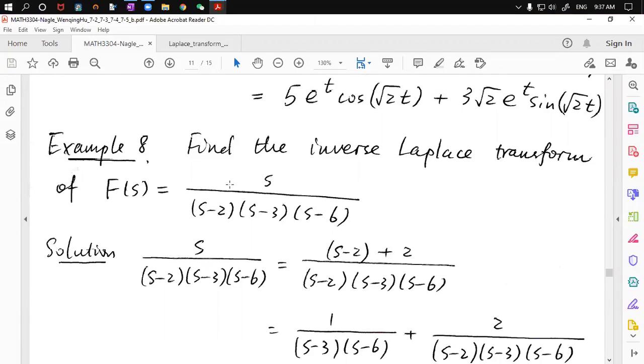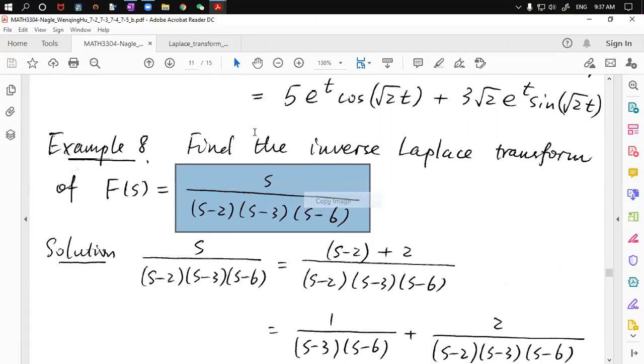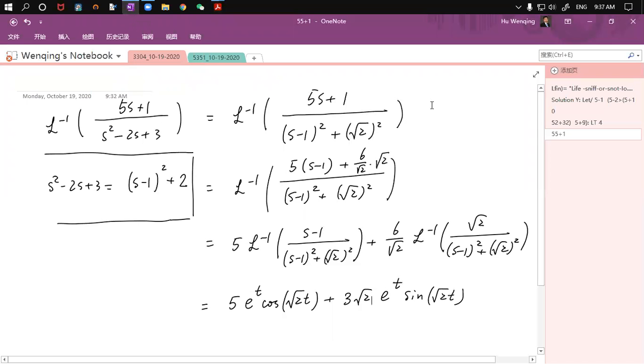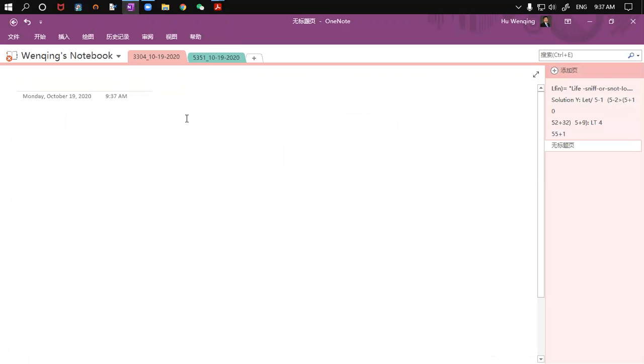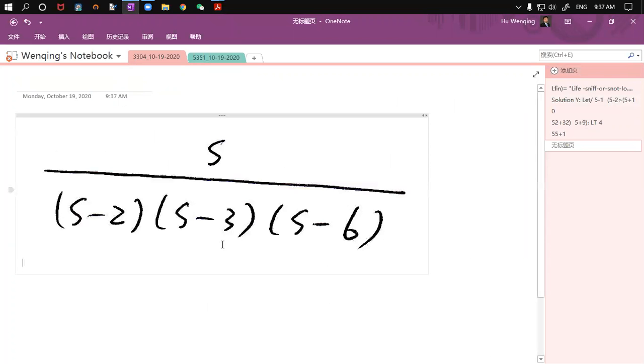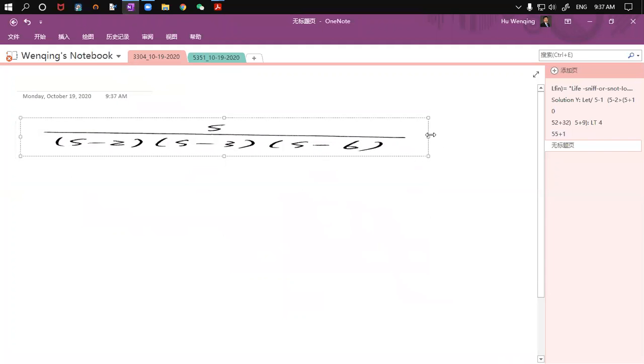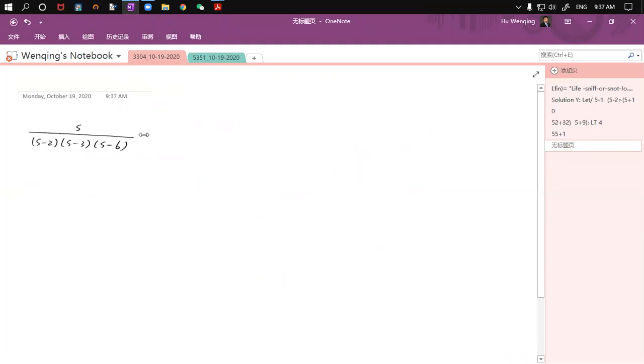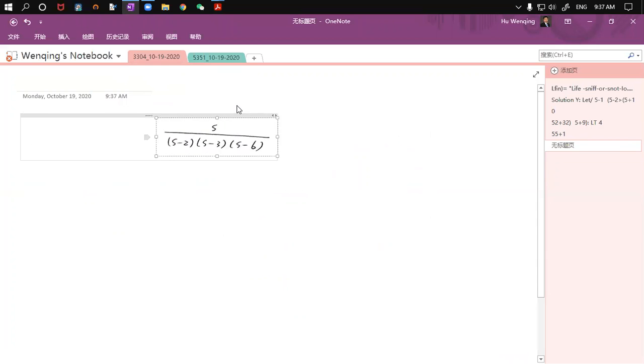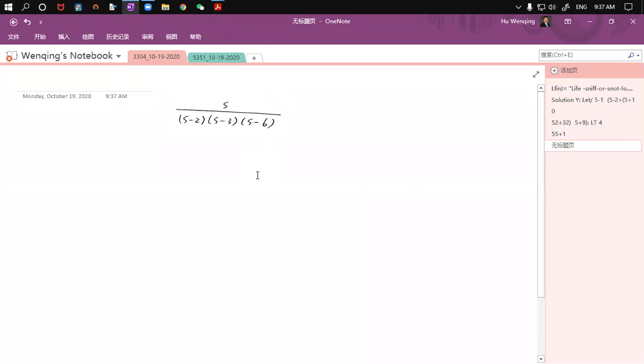What about this one? Well, for this one, you have to start to do partial fractions. Let me show you one example. Let's say I want to find the inverse Laplace transform of this formula. So what's the inverse Laplace transform of this object?